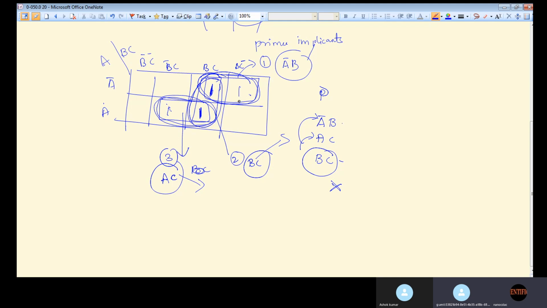So if this BC is not covering this one, and this BC is not covering this one either. But if you see A bar B, there is a term in A bar B, right? The B term is there, and here in AC the C term is there, right? So this AC as well as A bar B, these two terms are covering this group. But this BC is not covering either this one or this one. Understood? So that's why these two are called essential prime implicants.